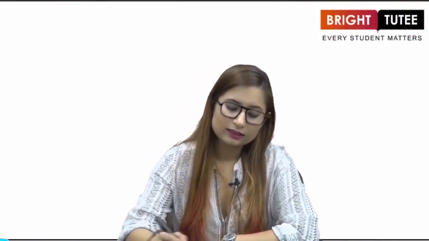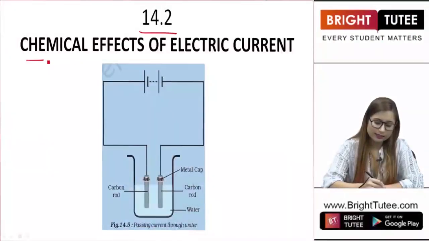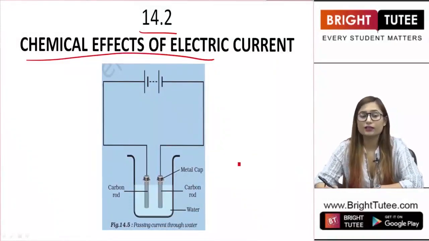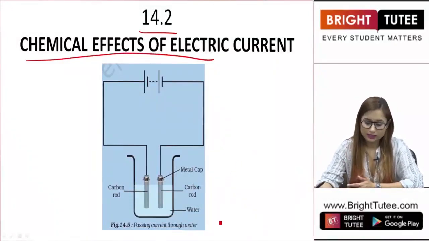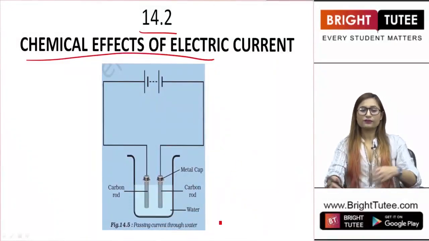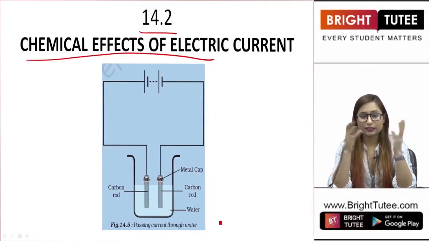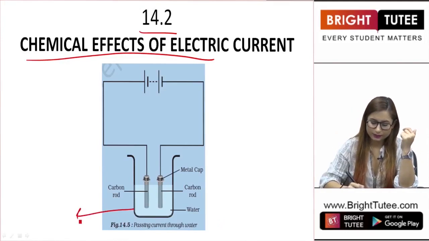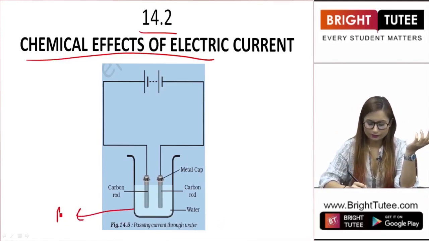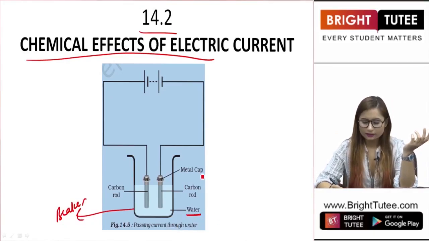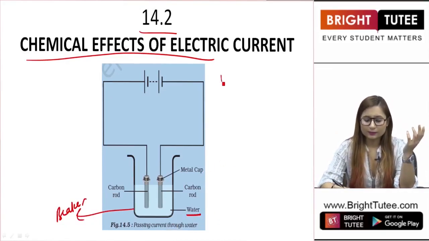Hello students, this is the second topic of your chapter, which says chemical effects of electric current. This is the main topic of this chapter basically. Now in front of you, you have a picture that has an electric circuit. This is the beaker, and you have water inside the beaker, right? Now to perform this experiment, firstly you need 2 carbon rods.